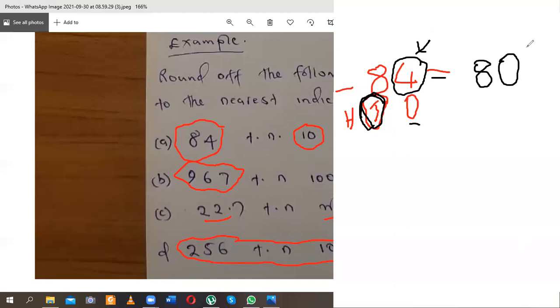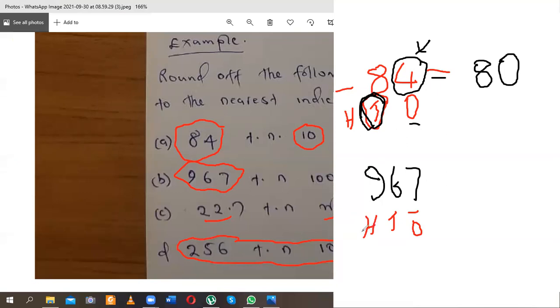Yes. And if we are to work on this number, 967, to the nearest 100, what do we do? All you need to do is consider the fact that in this number that we have here, the 7 is a 1, the 6 is a 10, then the 9 is a 100.